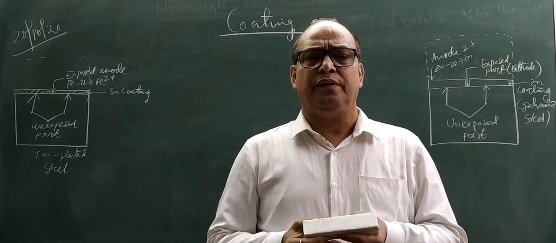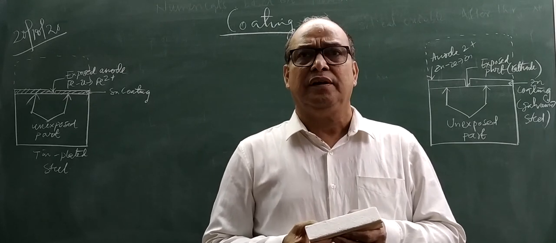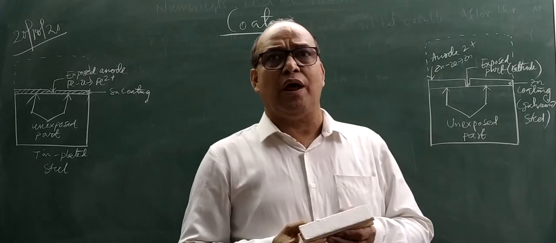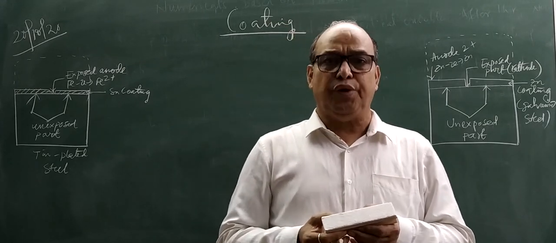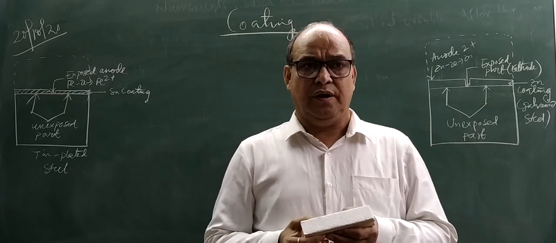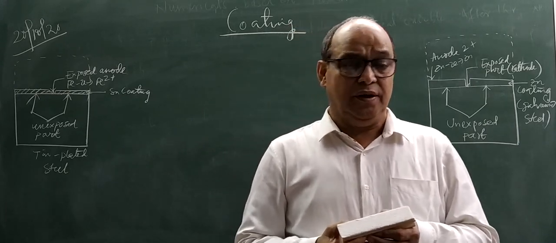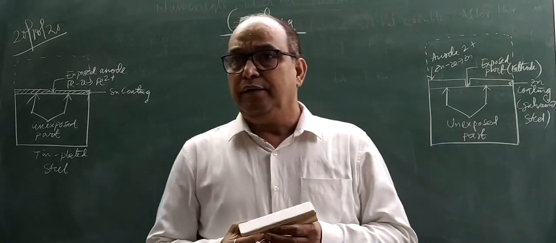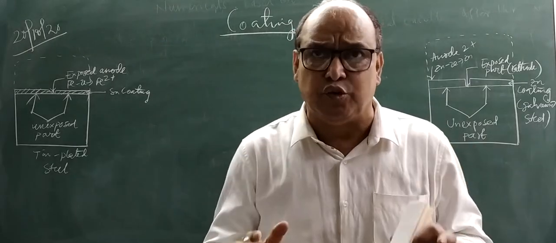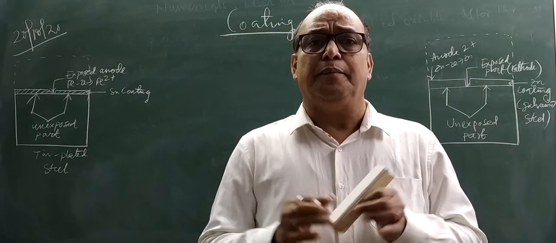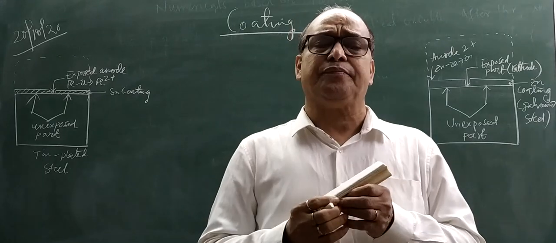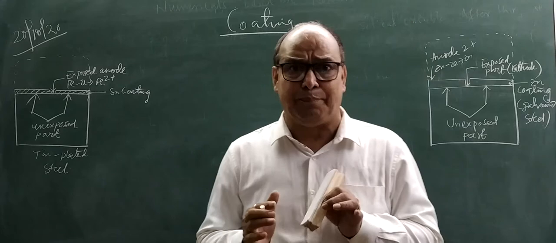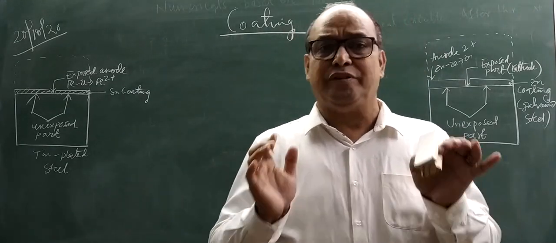So far we have seen so many areas including corrosion control. Many parts of corrosion control are already covered. Today we are going to discuss one of the most important aspects, that is coating. To be honest, coating is considered to be the oldest and perhaps most extensively used approach all over the world.